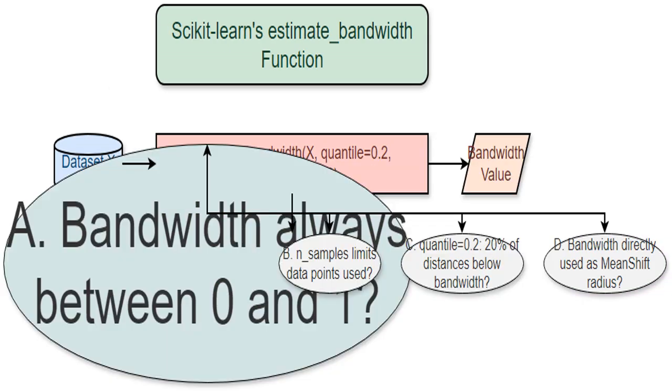The n_samples parameter sets a limit on how many data points the _estimate_bandwidth function uses. If the dataset has fewer data points than the value provided to n_samples, all the points are used. However, if there are more data points than the value provided to n_samples, only a subset of the data points is used for computational efficiency. This is important for large datasets, to speed up the calculation.